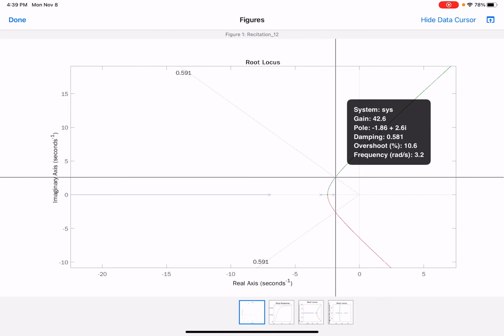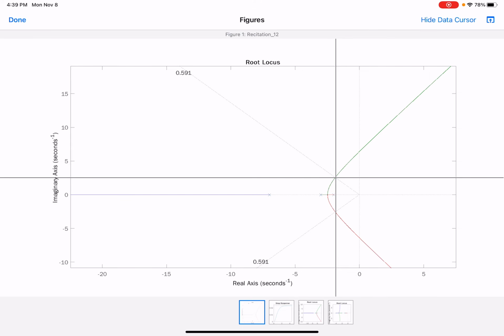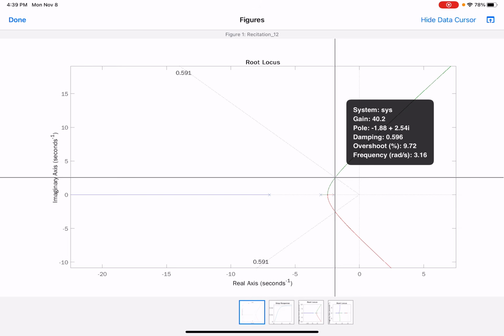So you can see that it gives you the overshoot value. Right now it's a little more than what we are looking at, so it's 10.6 and it's 42.6 for that. If I try to target it a little better, maybe I can get a slightly better value. So yeah, it's 40.2 if it's 9.72.